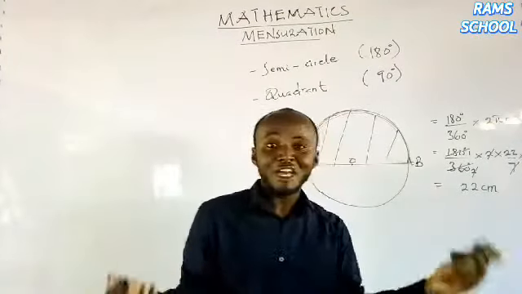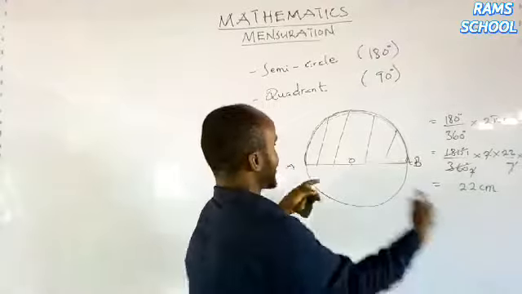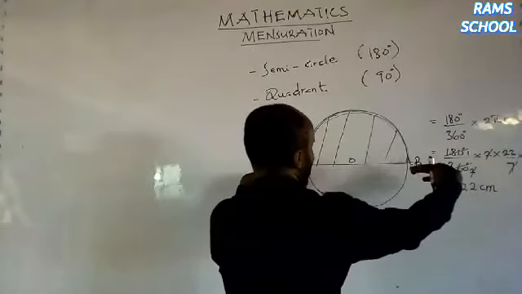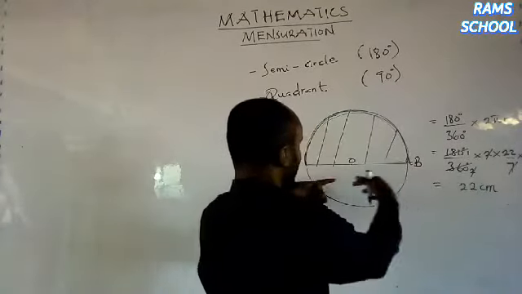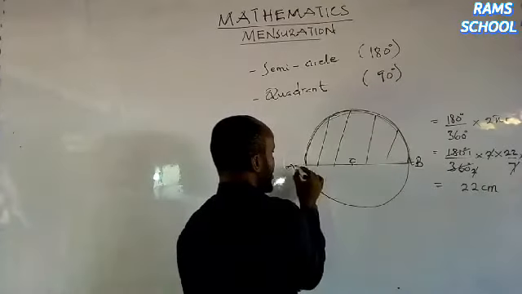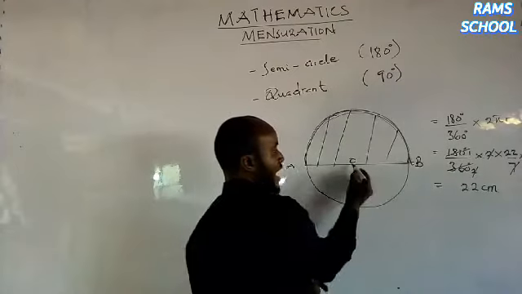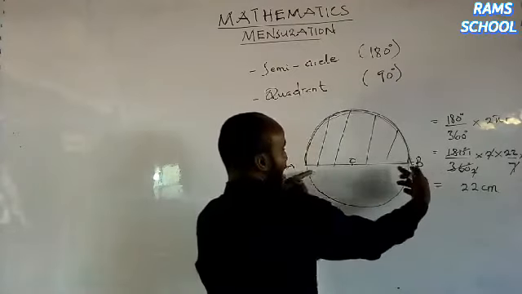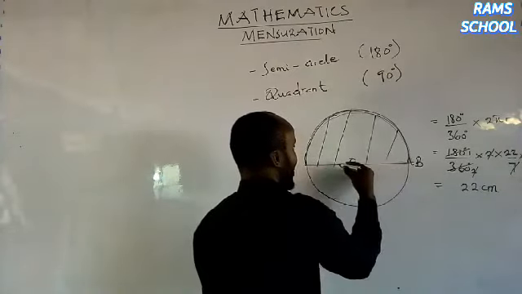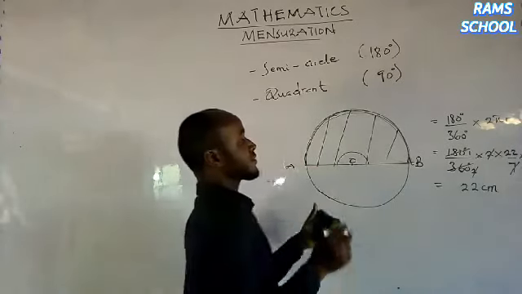the semicircle is a special form of a sector. Take note, just that the two radii are meeting on a straight line. So it's also a sector, because line OA is a radius and line OB is also a radius. So the two radii are meeting, and we are getting an angle of 180 degrees.